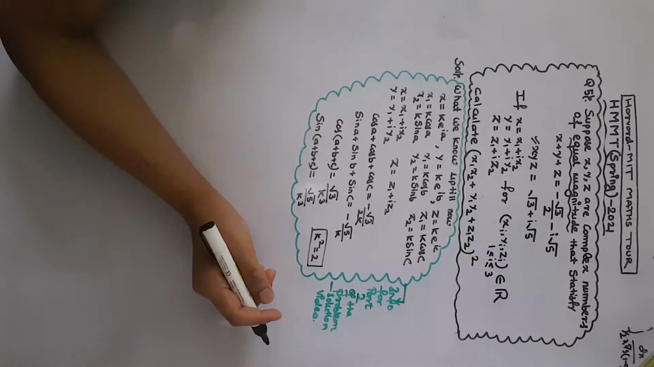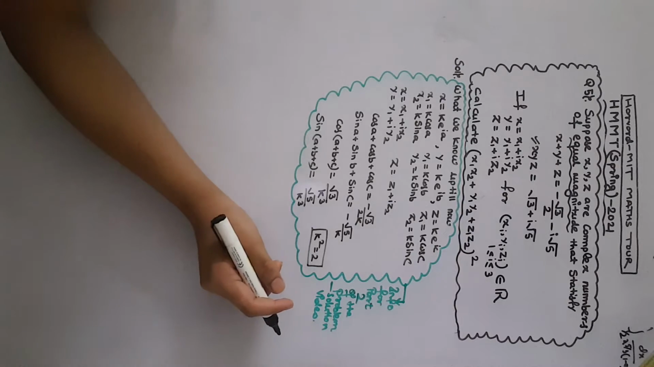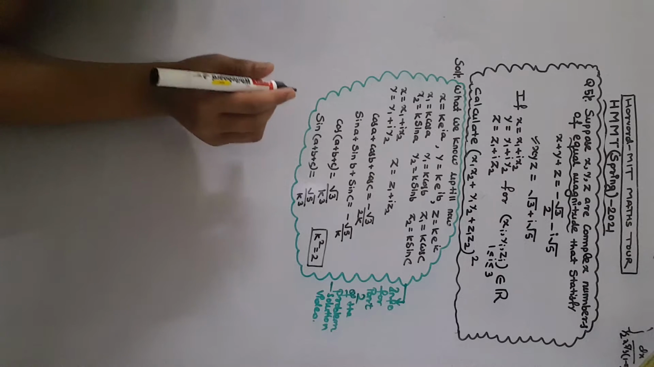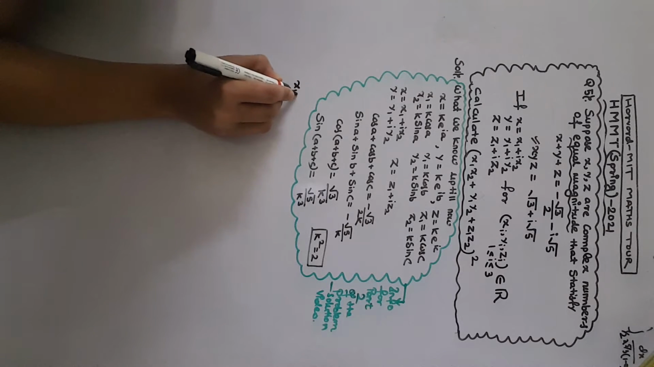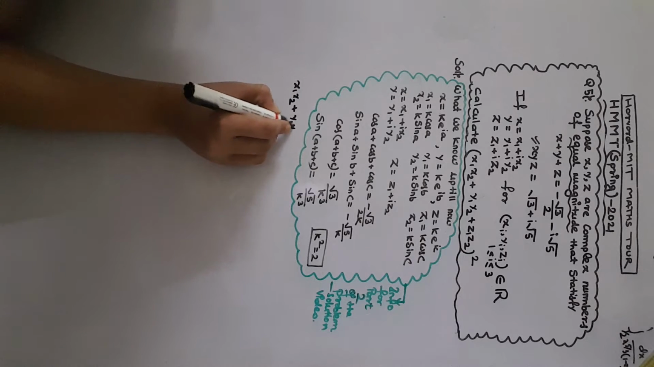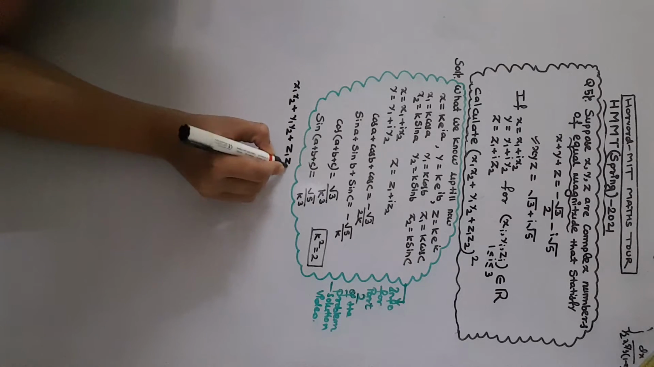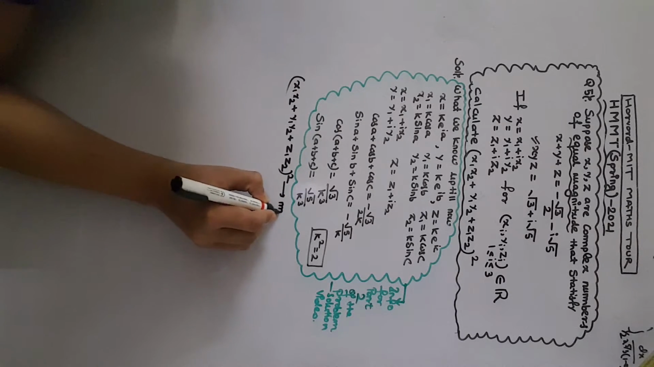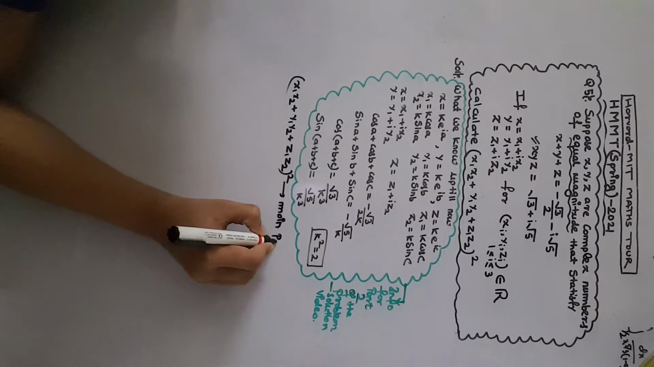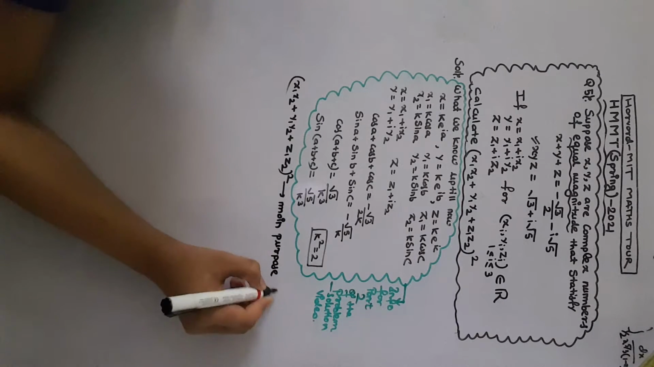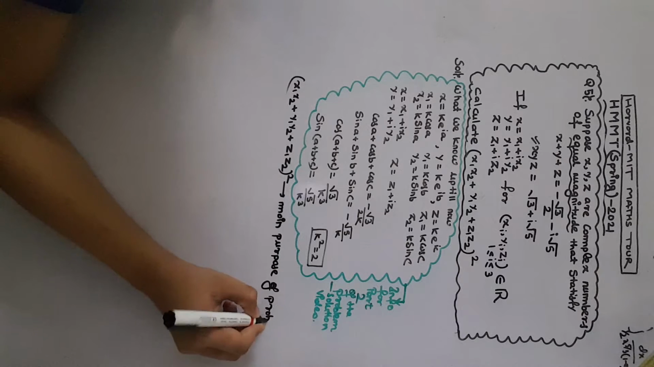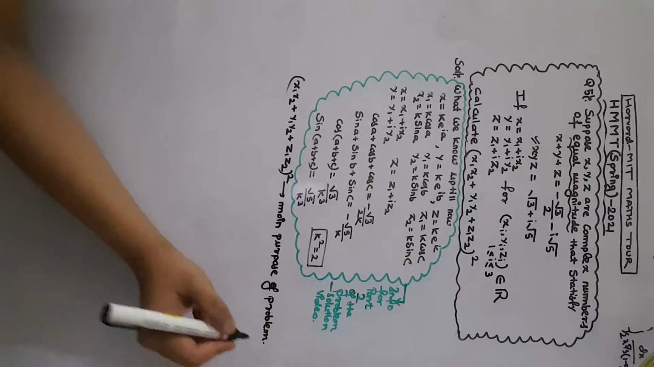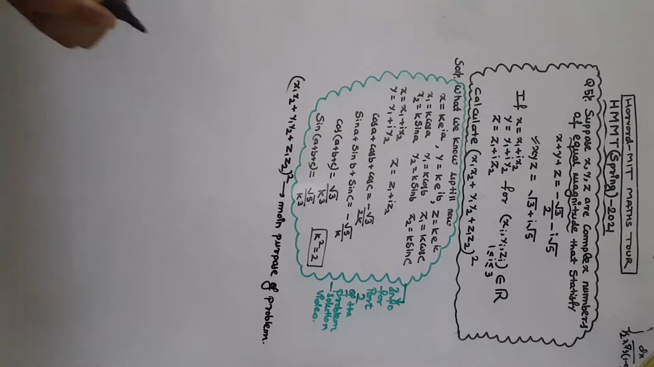These are the information which we had extracted, and now we are going to proceed further. Our main aim is to calculate the value of (x1 x2 + y1 y2 + z1 z2) whole square. This is actually our main purpose of the problem, which we need to evaluate.